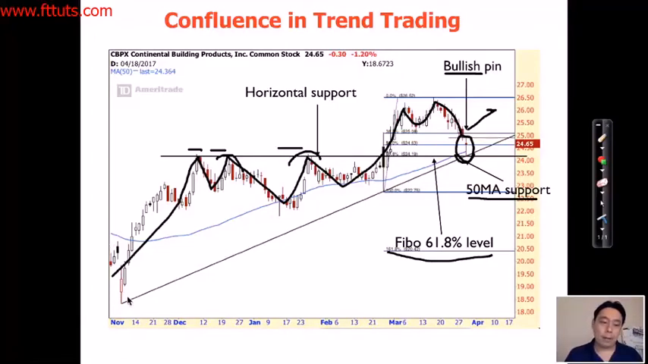Fourth point, support, support, support. It's also bouncing off a trend line. So you've got 4 points of confluence. And these are the kind of trades that will make you a lot of money as you begin to take them in sequence.